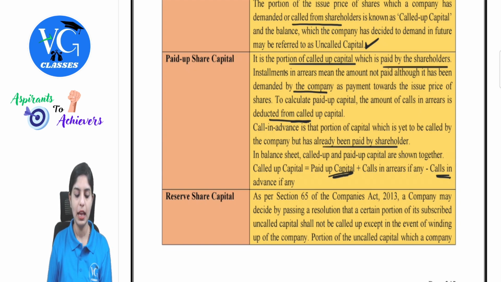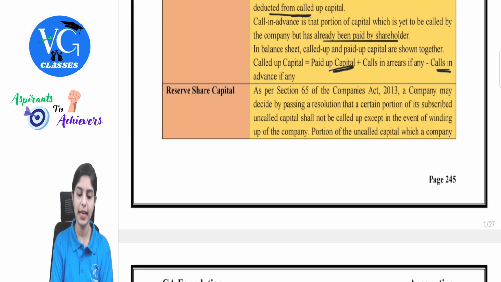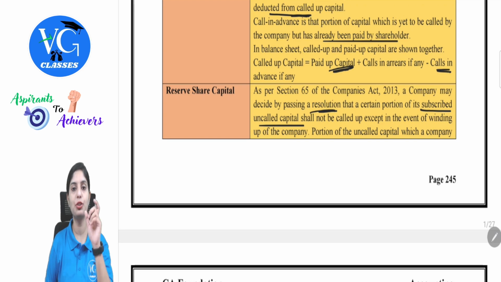Further, reserve share capital. This reserve share capital is nothing but part of the share capital which is set aside as a reserve by the company. What does it say? As per Section 65, a company may decide by passing a resolution that a certain portion of its subscribed uncalled capital. Understand it clearly: it should be a subscribed part of share capital and it is uncalled.